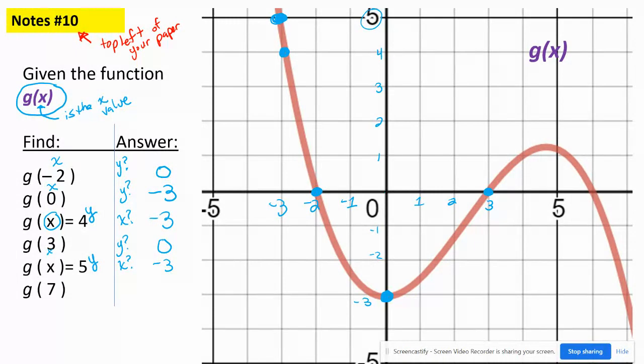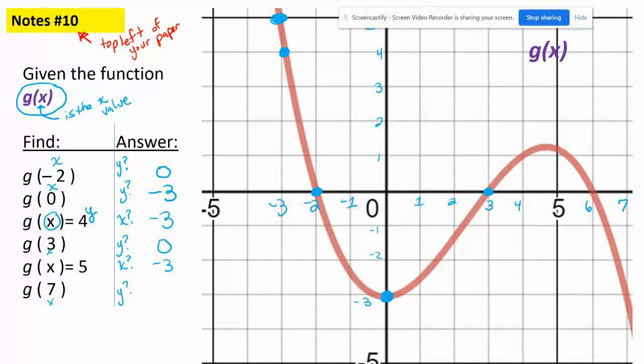And the last one, you have the x, so they're asking you for the y. So we have to go over to 7. So here's 4, 5, 6, and 7. Let me move my little in here. If I look down to the graph, where x is 7, y is -3. A lot of -3 answers today. Okay?